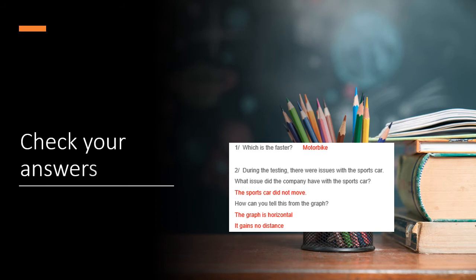Let's check the answers to task 2. Which was the fastest object? It was the motorbike. During the testing, there were issues with the sports car. What issues did the company have with the sports car? Well, we can see from the graph that the sports car did not move. And we can tell this because the graph is showing a horizontal line. It's gaining no distance.